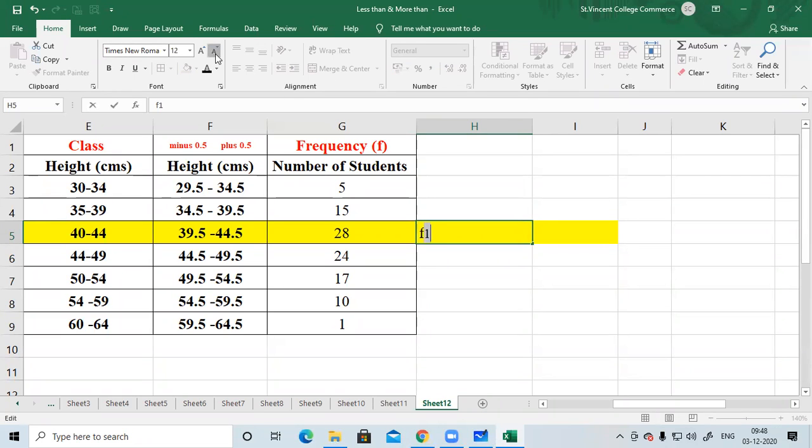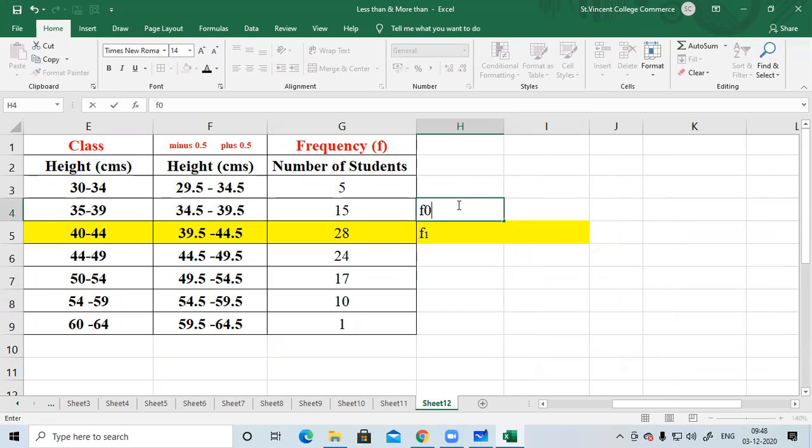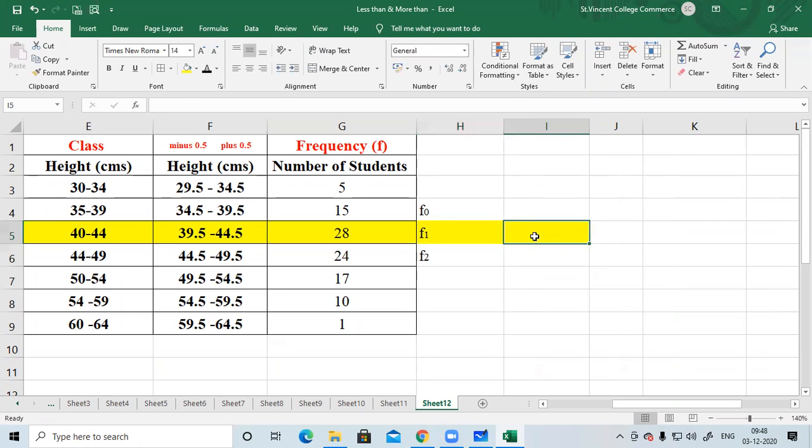Okay. Now, as we discussed, the model class is F1. So 0 will be prior to 1. So F0. 24 will be F2. Correct. So the following will be F2. So F2 will be 24. And this becomes our model class with the highest frequency.